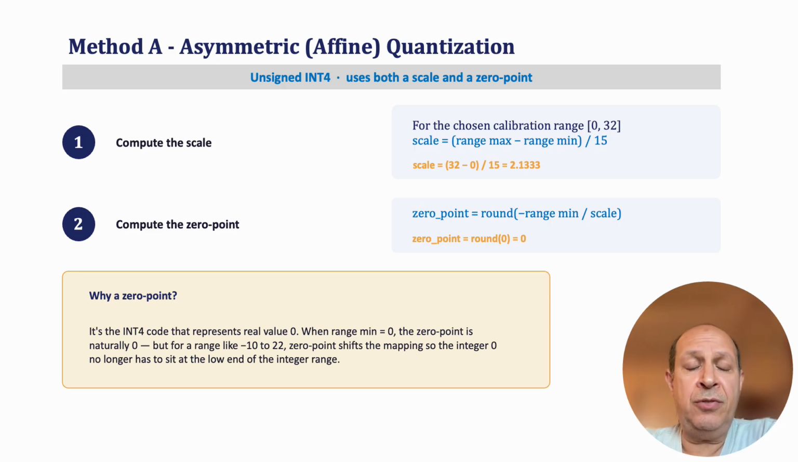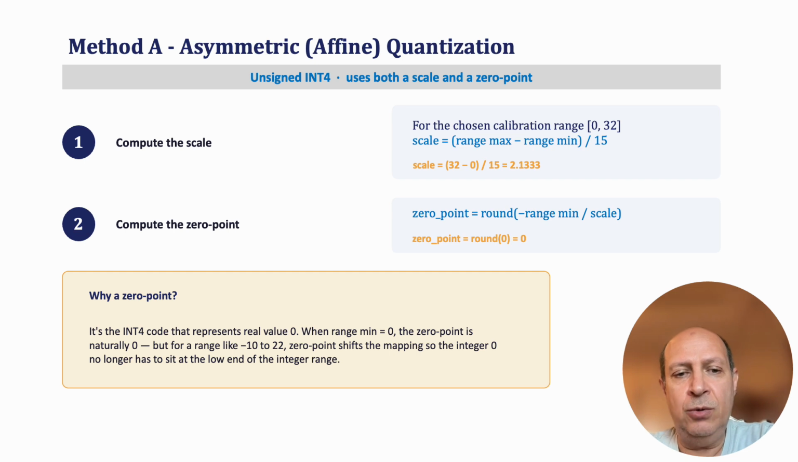We explained that there are two ways for quantization. There is the asymmetric quantization and there is the symmetric quantization. Let us start with the asymmetric or affine quantization, and let's call this method A. In this example, we are going to use unsigned int4, meaning the quantization level starts at 0 all the way to 15. As we mentioned earlier, the asymmetric quantization uses both a scale and a 0 point, where the 0 point can shift, unlike the symmetric quantization where the 0 point is always at quantization level equal to 0.